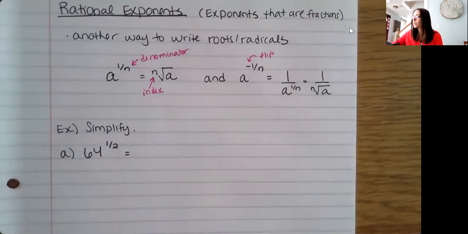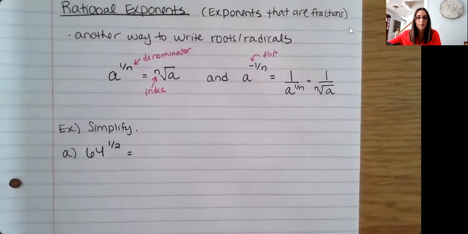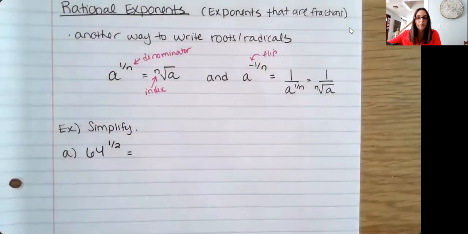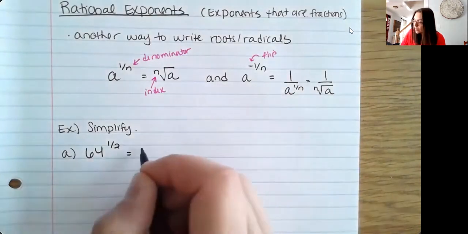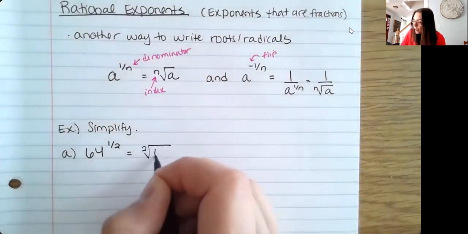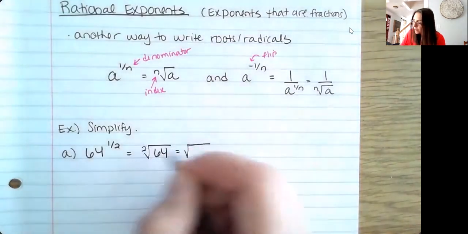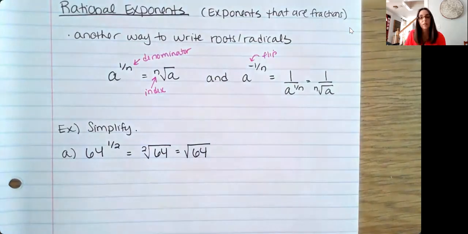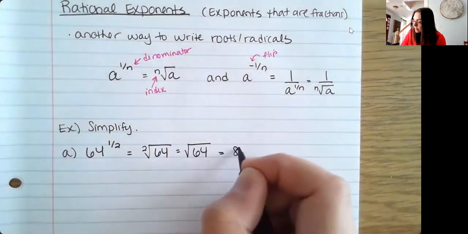So 64 to the 1/2. Again, that denominator there is going to tell you the kind of root you have. And this is a square root. So your index is a 2 here, but remember that we don't really need to write in square roots there. We don't have to write the 2 in, I mean. So it's just the square root of 64. And now this is something you can simplify. Square root of 64 is 8.